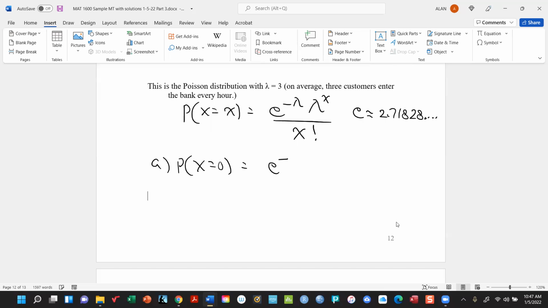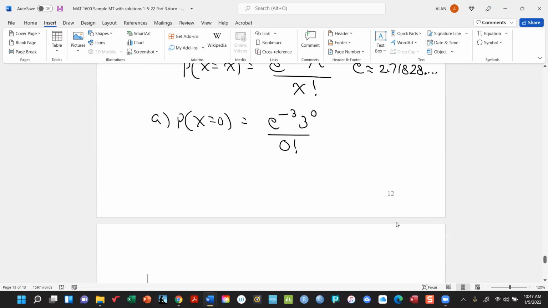So remember, lambda is 3. That won't change throughout this problem. Now, by the way, here again, we have a lot of cancellation because 3 to the 0 power is just 1, and 0 factorial is 1. So all we need is e to the minus 3 power. And if you go to your calculator, you'll see that that's approximately 0.0498, let's say.